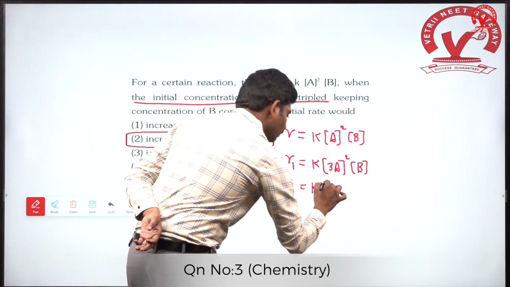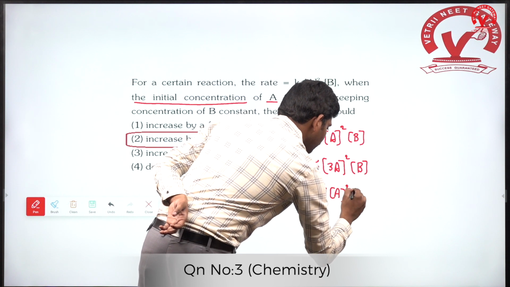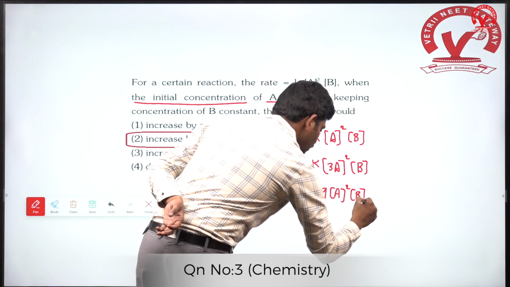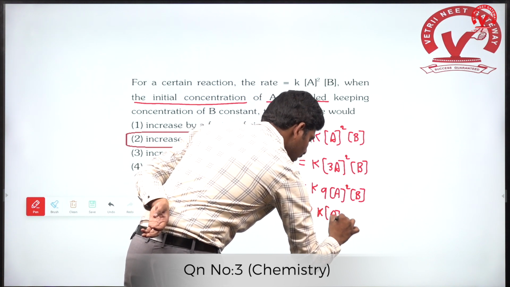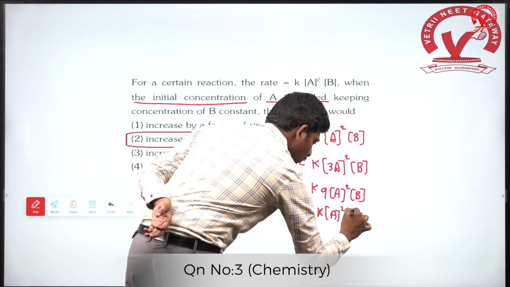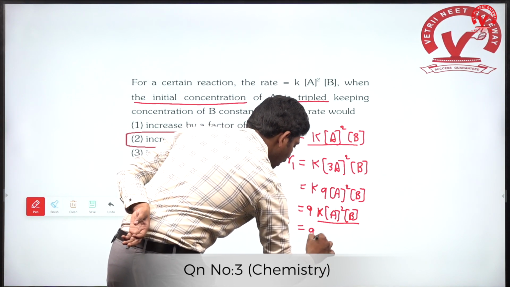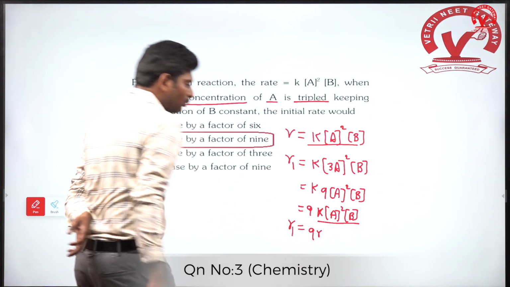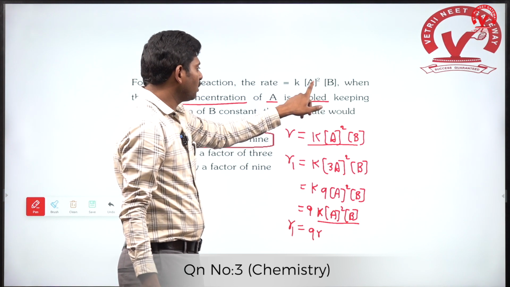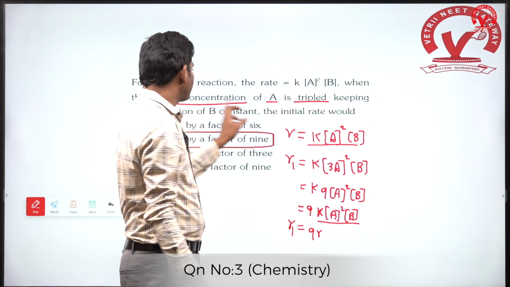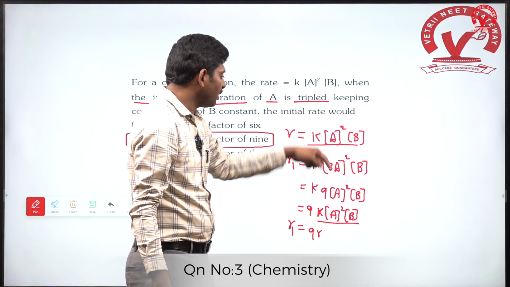K is equal to 9, then A square and B. So now simply I write 9K A square B. So this value K A square B is R. So I will substitute this in: R1 is equal to 9R. So initial concentration is increased to 3 times. Initial concentration of A is tripled, keeping the concentration of B constant. So only A is tripled.